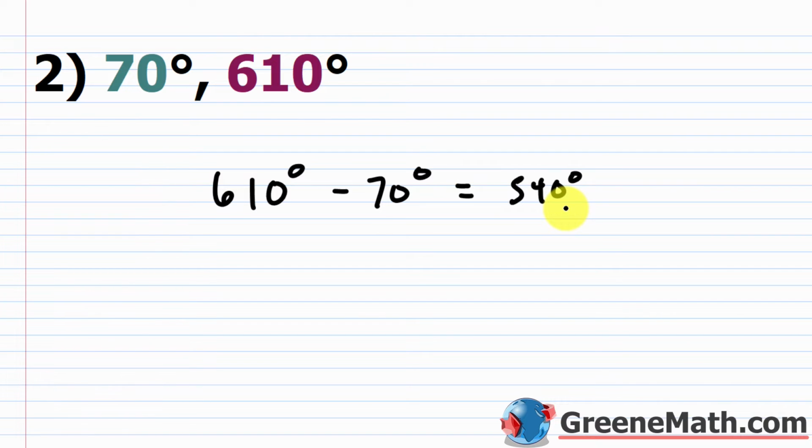Okay. If you do, then these guys are coterminal. If you don't, then they're not coterminal, okay? So if you divide 540 by 360 in your calculator, you're going to get 1.5. So that is not a non-zero integer, so these guys are not coterminal, right? So this is a no. This 540 degrees here, that's not a multiple of 360 degrees.